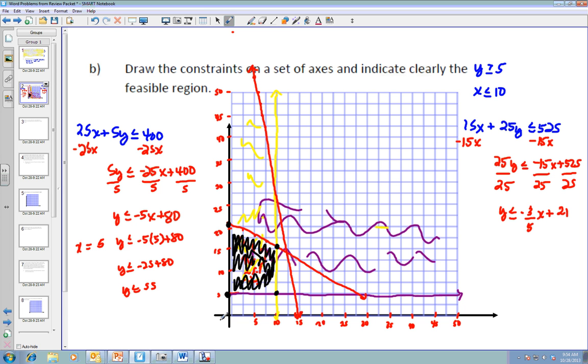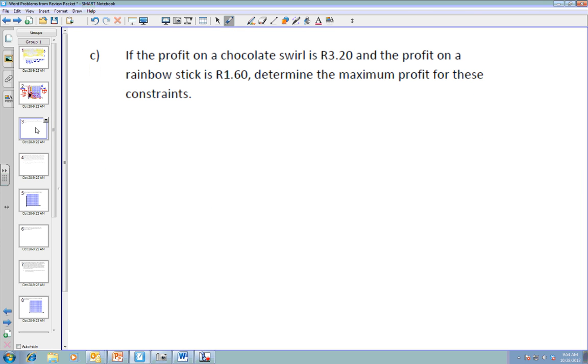So let's look at part C. Part C says, if the profit on a chocolate swirl is, for some reason everywhere there's a dollar sign they put an R, so that's $3.20, and the profit on a rainbow stick is $1.60, determine the maximum profit for these constraints. So let's write an equation for profit. My profit is going to be $3.20 for every chocolate swirl, and chocolate swirls were x's, plus $1.60 for every rainbow stick.